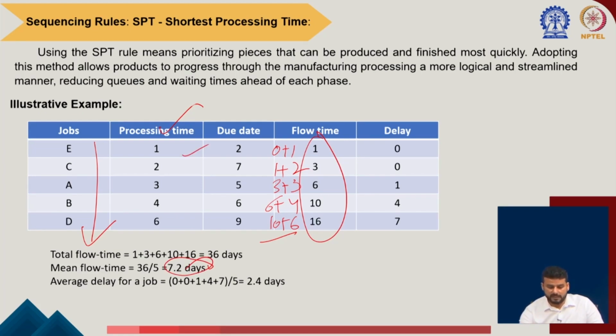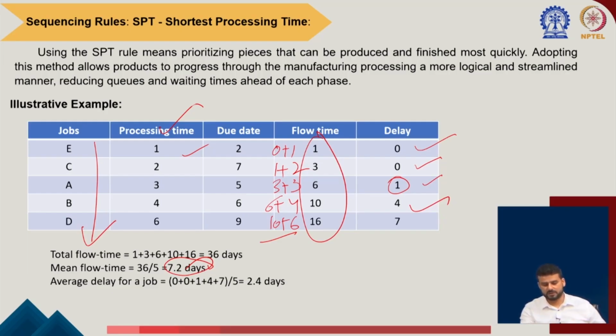Job E we finished on the first day, no delay, because the due date was 2 days. Then C we finished in 3 days, and the due date was 7 days, so no delay. Then A we finished on the 6th day and the due date was 5 days, so 1 day delay. Then B job flow time is 10 and it is supposed to be finished by 6 days, so 4 days delay.